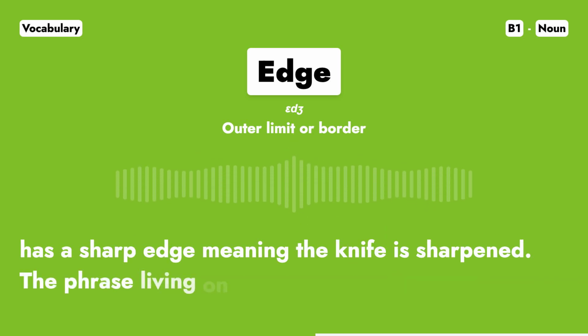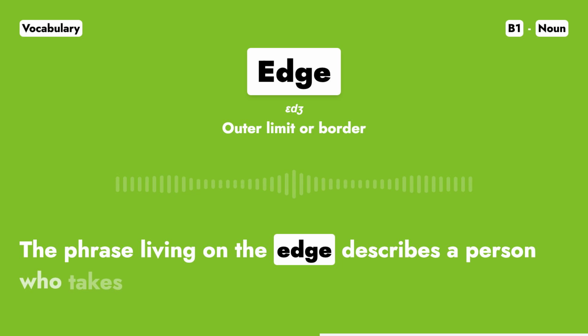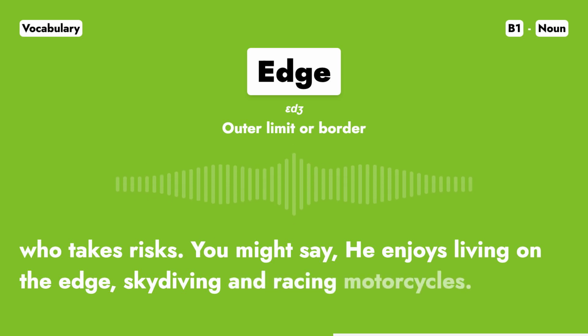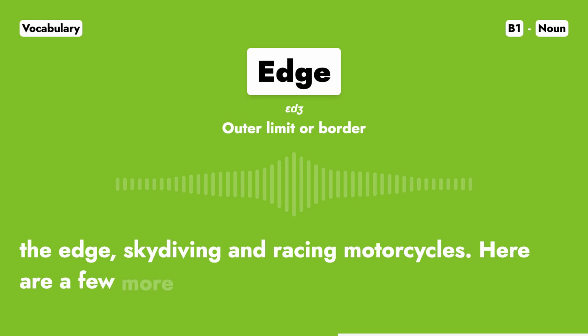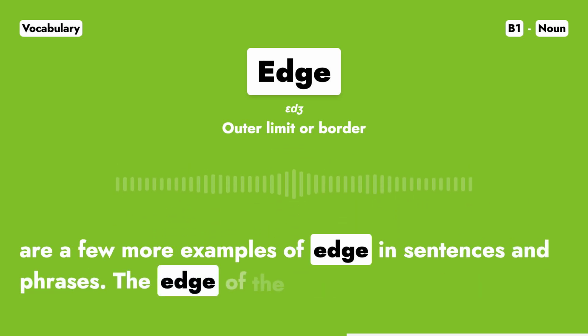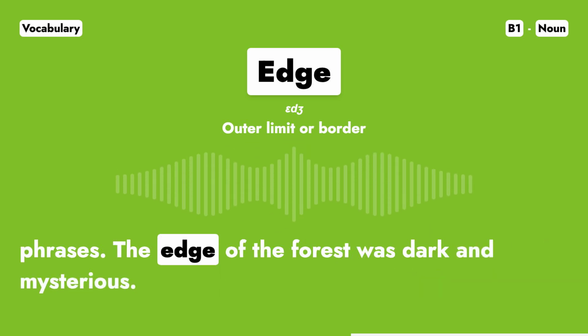The phrase living on the edge describes a person who takes risks. You might say, he enjoys living on the edge, skydiving and racing motorcycles. Here are a few more examples of edge in sentences and phrases. The edge of the forest was dark and mysterious.